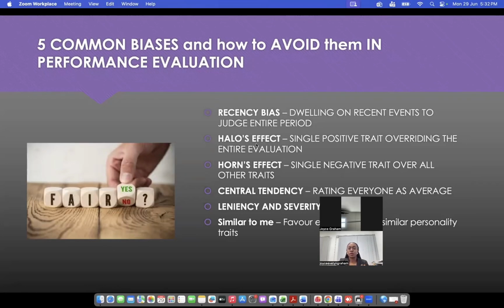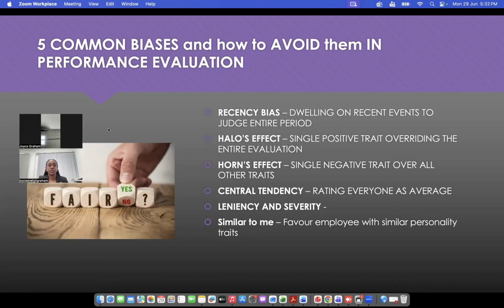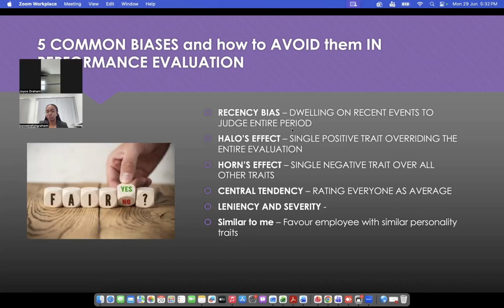So these are some of the common biases that you would encounter in your appraisal process. And let's be mindful of the fact that for you to build trust with your team, you have to be very, very objective. So we're going to look at how to notice or identify these biases and then how to avoid them or reduce them.